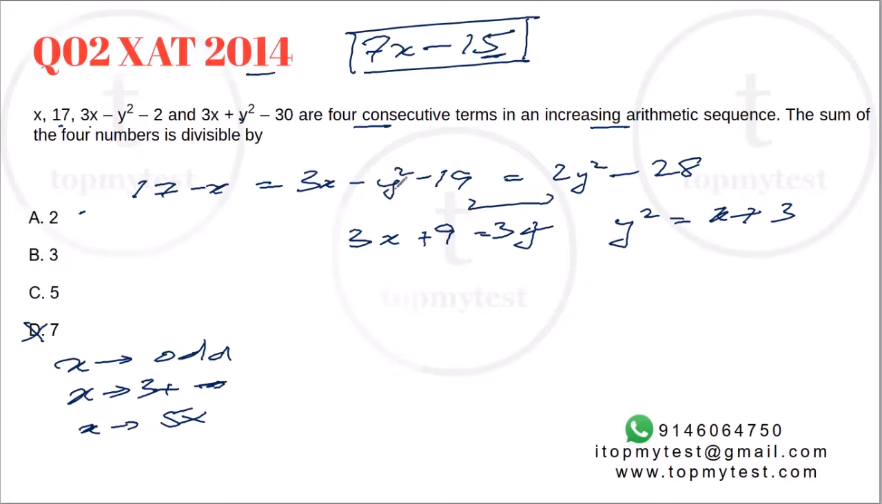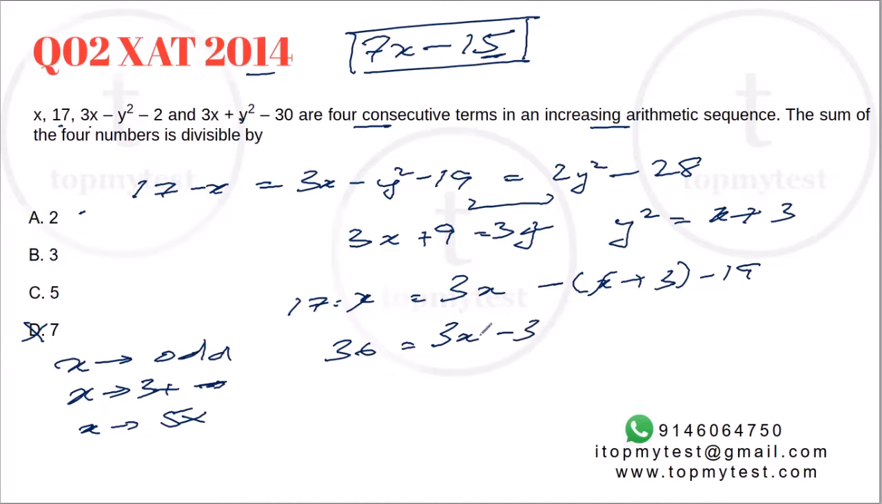Now if I substitute it here, so 3x minus x plus 3 minus 19 should be equal to 17 minus x. If I rewrite this, minus x will get cancelled here. So we'll get 17 plus 19 is 36, should be equal to 3x minus 3. So 3x should be equal to 39, x should be equal to 13.